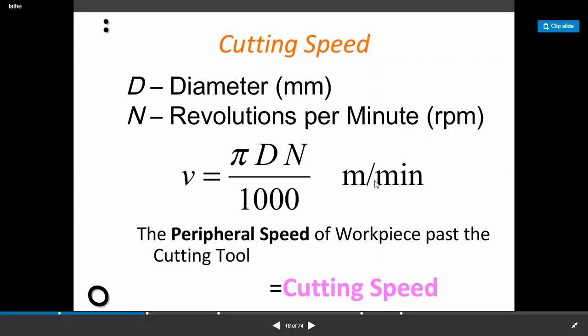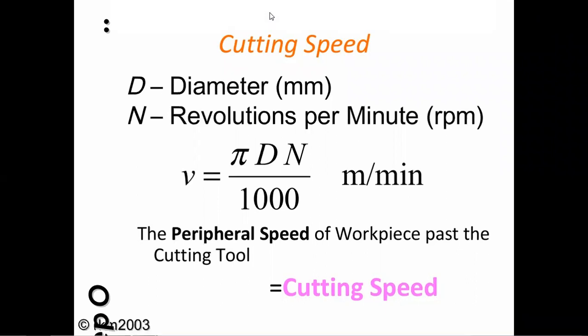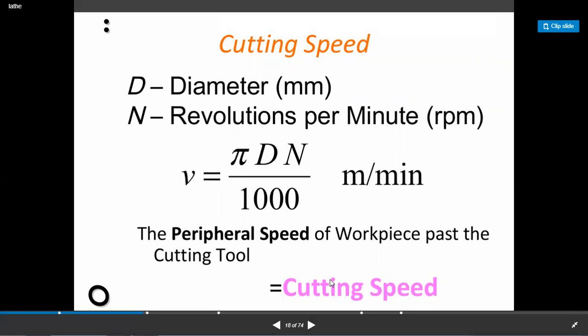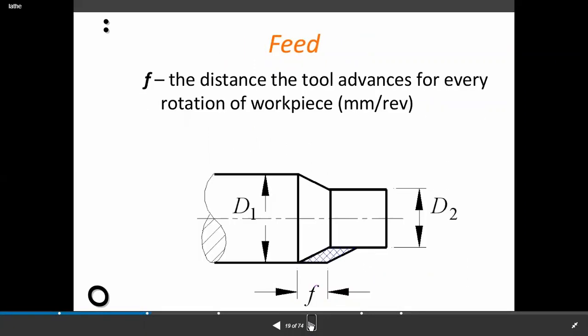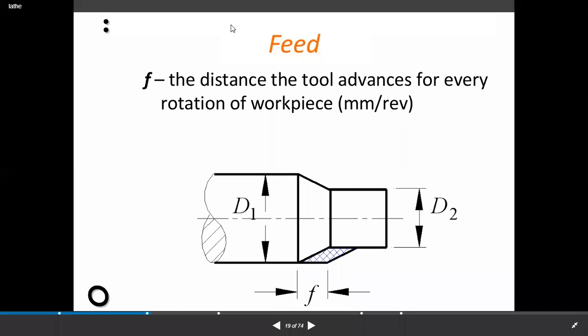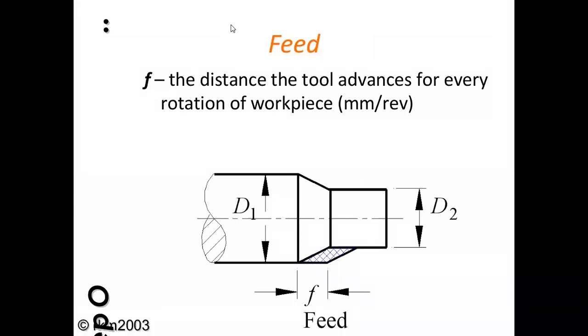Is it clear, students? सगळ्यांना कळलं का cutting speed काय आहे? So that is a cutting speed for any lathe type of machining. So it is very important to see this cutting speed formula. Then we'll go to the next parameter, that is feed. Feed is the distance the tool advances for every rotation of the workpiece. Feed is given to tool basically. So that tool is having linear feed along that rotating workpiece.